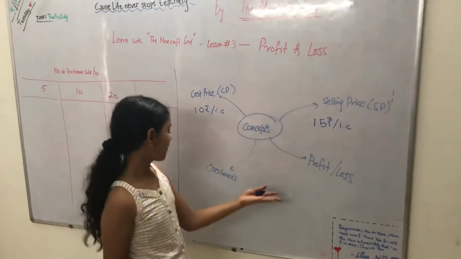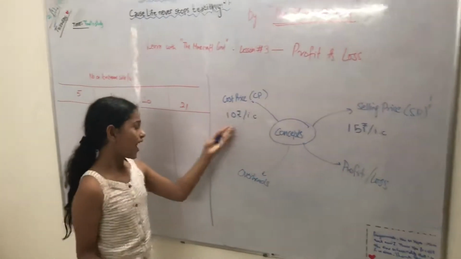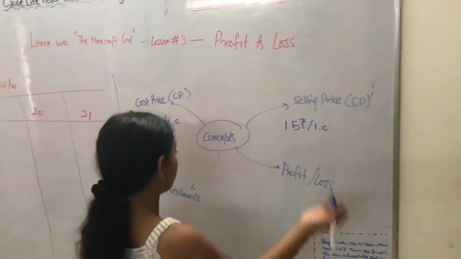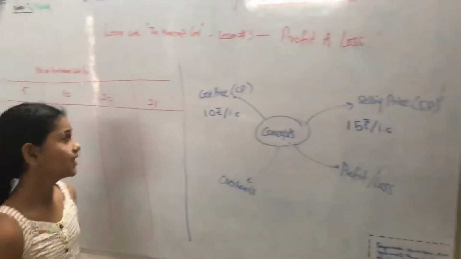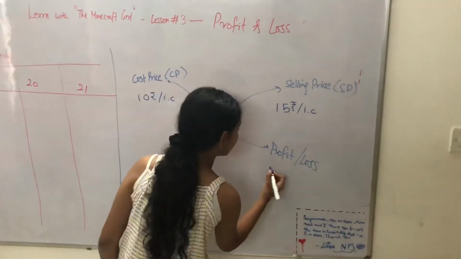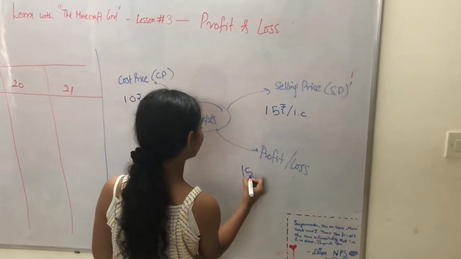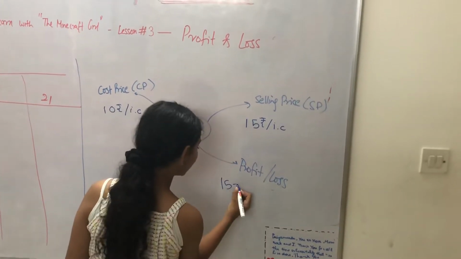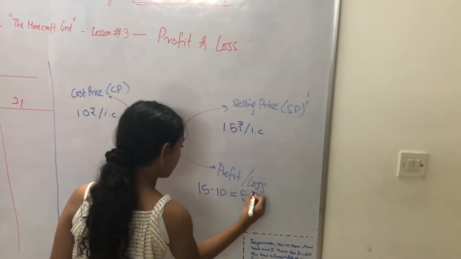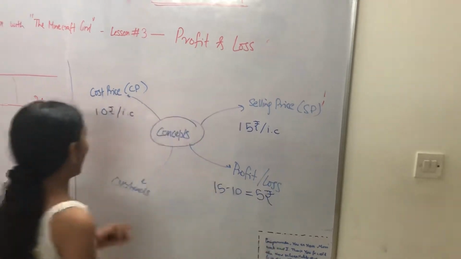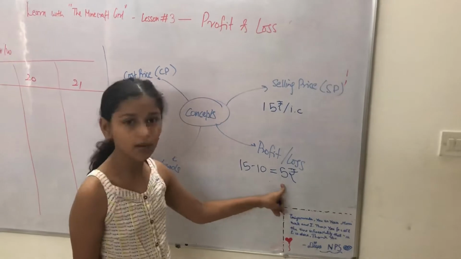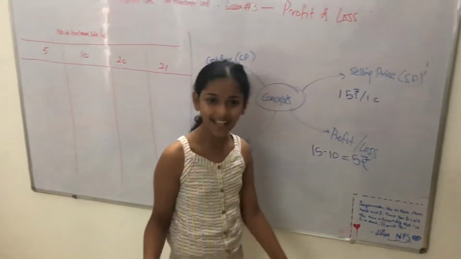But where do profit and loss come in? As you can see, 10 rupees and 15 rupees have a difference. So what we have to do to figure out the profit is SP, the selling price, minus CP, the cost price. So it is 15 rupees selling price minus the cost price, which is 10 rupees, and it equals 5 rupees. So what does this tell us? By buying it at 10 rupees but selling it at a higher price, he is gaining 5 rupees per ice cream that he sells.